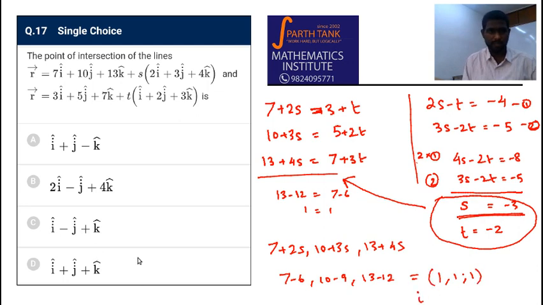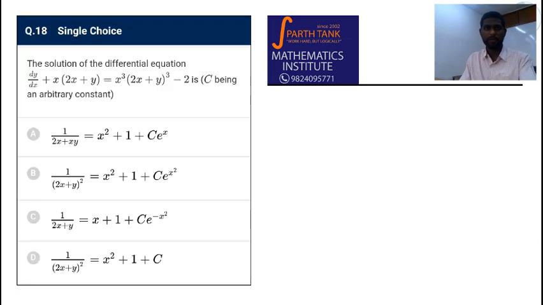Or in terms of ijk, it is i plus j plus k. So that is option B. You can choose this point also. It will be 3 minus 2, 5 minus 4, 7 minus 6. Very simple question, finding the point of intersection of two lines.